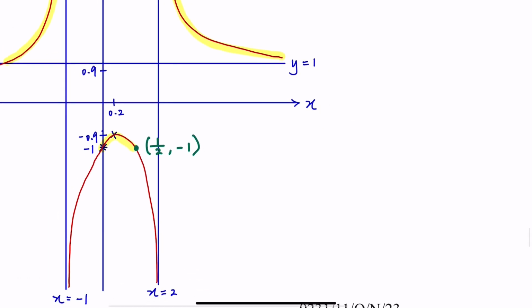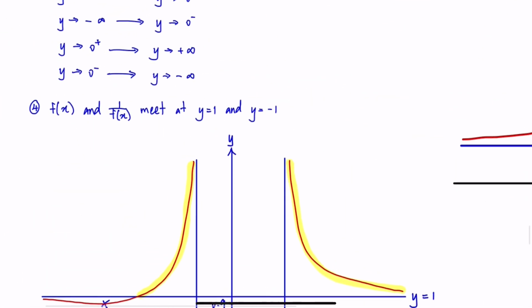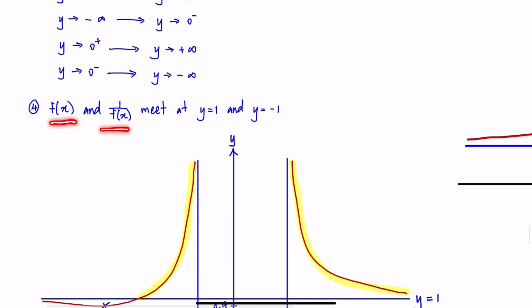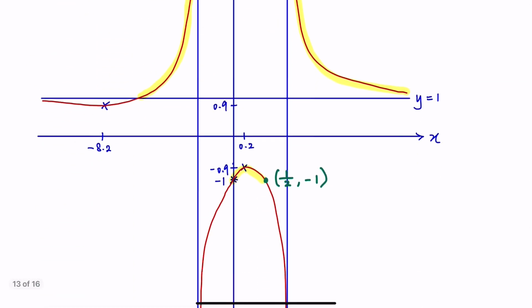How do I know that the x coordinates are the same? Remember this part where I say that f(x) and 1 over f(x) meet at y equals 1 and y equals negative 1. If they meet, that means they have the same x and y coordinates at y equals 1 and y equals negative 1.